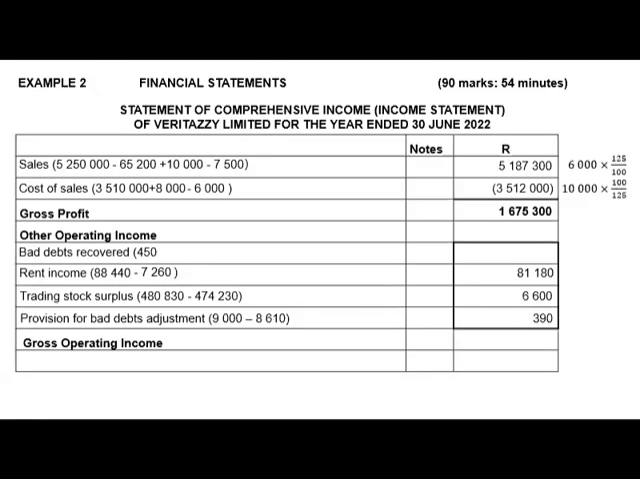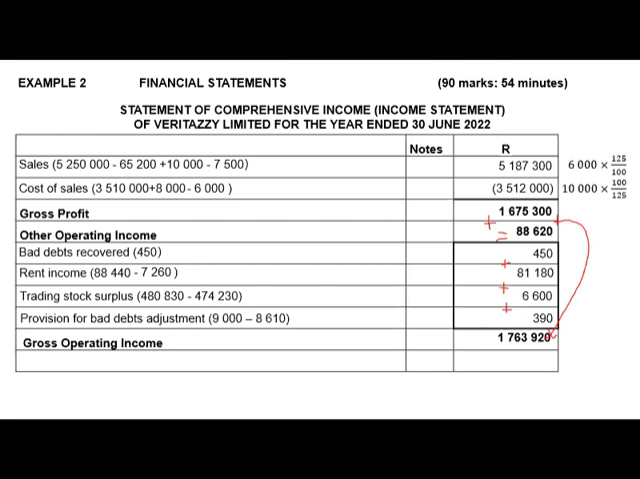Find my bad debt recovered. It will stay the same. I'll just close it off and find my other operating income. So that 88,620, we just added this, guys. 420 plus 450 plus 81,180 plus 6,600 plus 390. It'll give me that 88,620. Now add that 88,000 with 1,675,300, and you will get 1,763,920, which is your operating profit. So when you add these two, they will give you your gross operating profit.